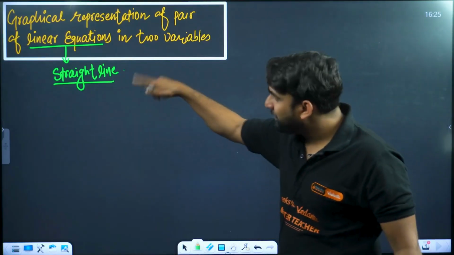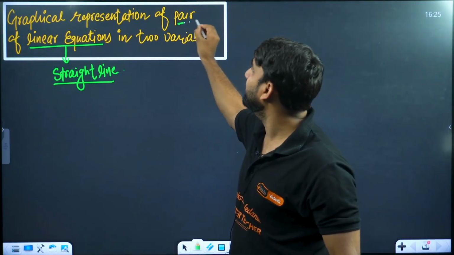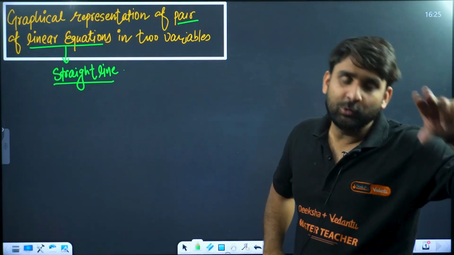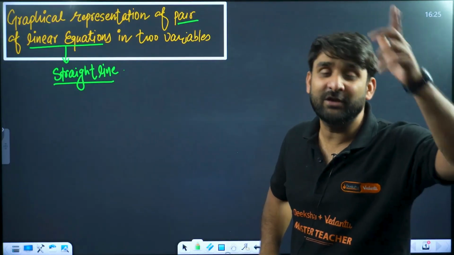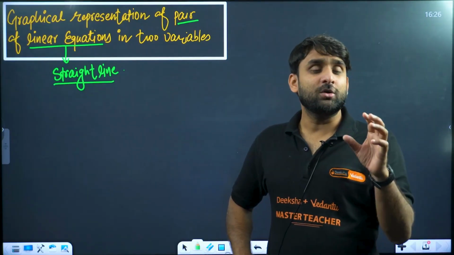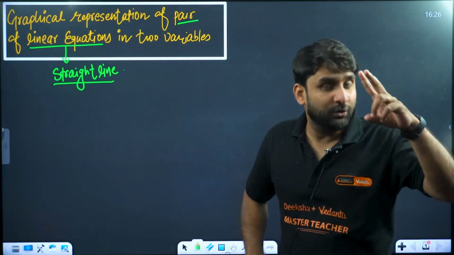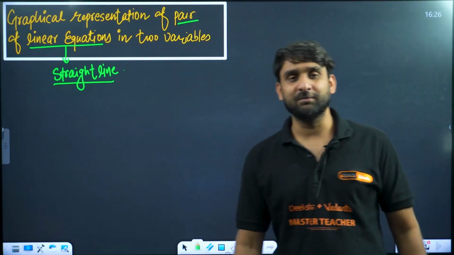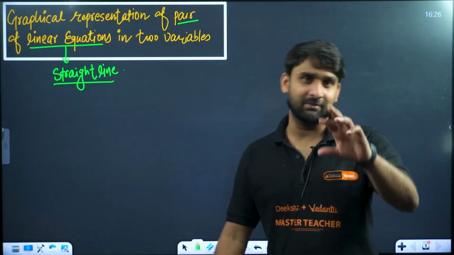But the topic has the word pair. Pair means how many linear equations do we have? Two linear equations in two variables in every equation in this chapter. So if there are two linear equations, how many straight lines will there be? Two straight lines. If we show the graphical representation of both the linear equations, there will be two lines.